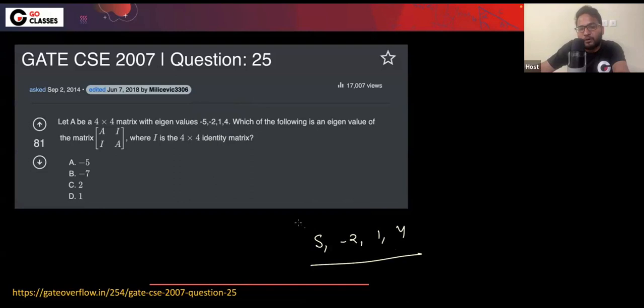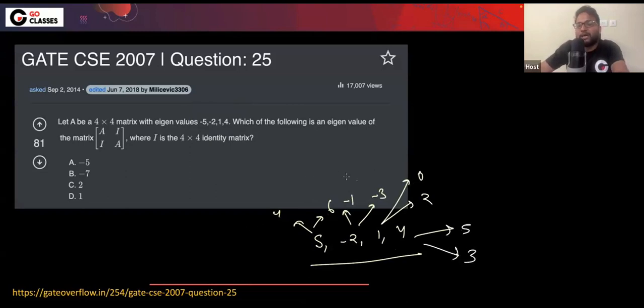So from 5, you can say 4 and 6. From -2, you can say -1 if you add 1, and -3 if you subtract. From 1, if you add 1, 2; if you subtract, it is 0. From 4, if you add 1, this is 5; if you subtract, it will be 3. So these are the eigenvalues, right? Is -5 here? No. Is -7 here? No. Is 2 here? Yes. Is 1 here? No. So 2 is the answer here.